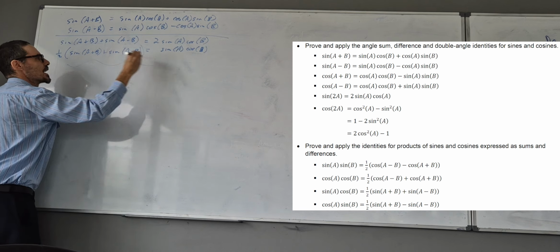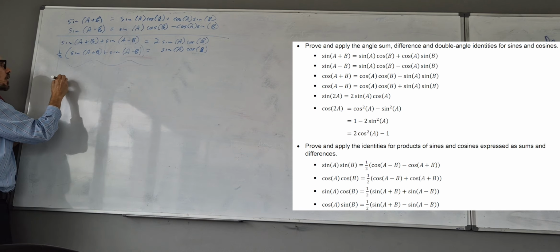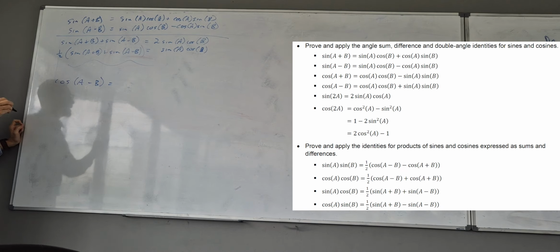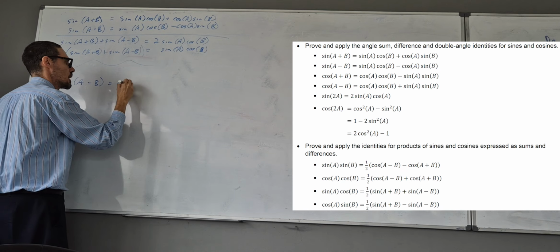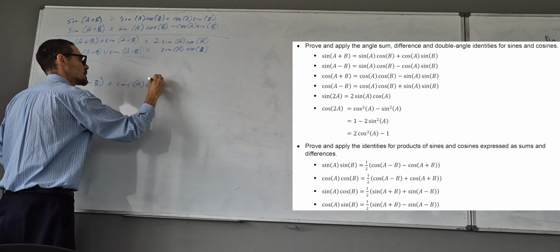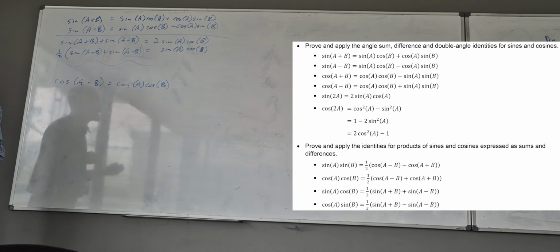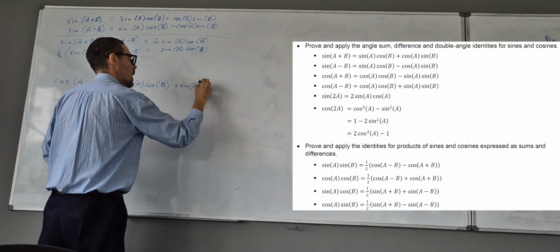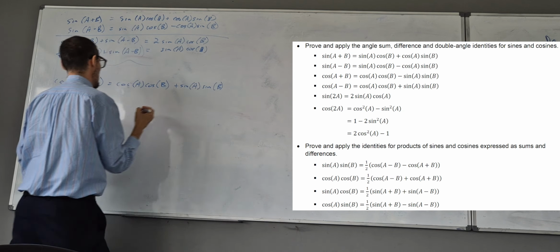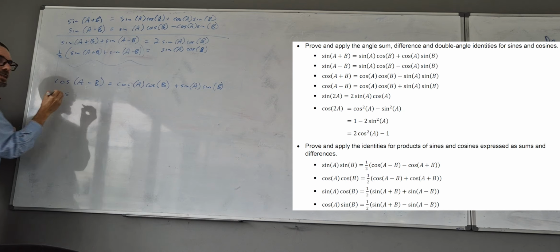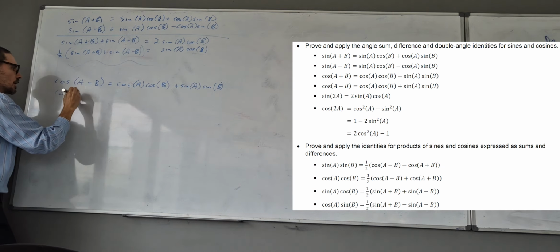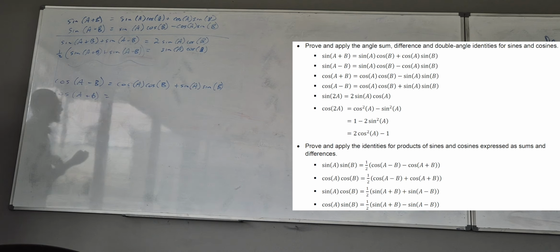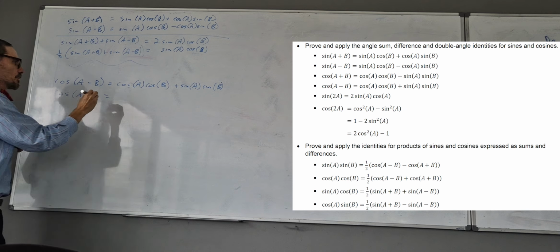Number 4 says cos A minus B is cos A cos B plus sine A sine B. And rule number 3 says cos of the sum is cos A cos B minus sine A sine B.